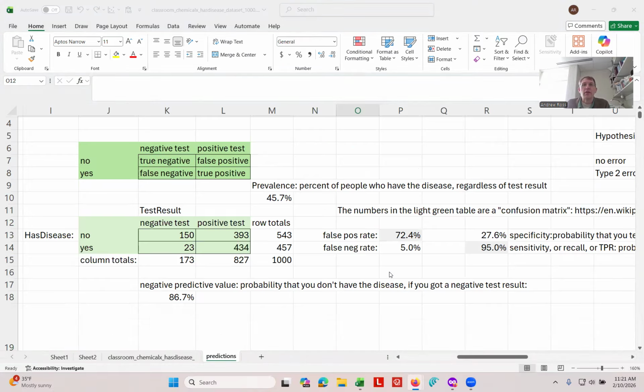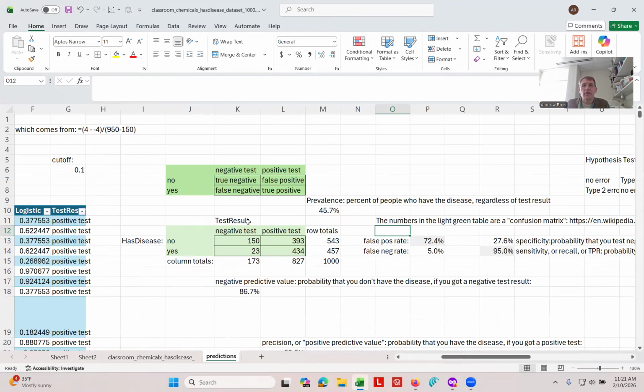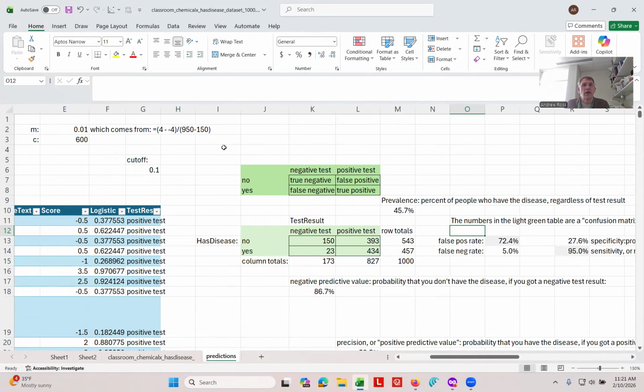I forgot to demonstrate that if we change the cutoff, we'll see the false positive and false negative rate change. So right now I've got the cutoff set really low, 10%, and we have a fairly high false positive rate because we're giving lots of positive test results and a fairly low false negative rate. So if I set the cutoff to something bigger, maybe 0.6, then our false positive rate falls dramatically, but our false negative rate goes up. And we could even try a bunch of them systematically. Excel's not the best tool for that, but we could try it later.